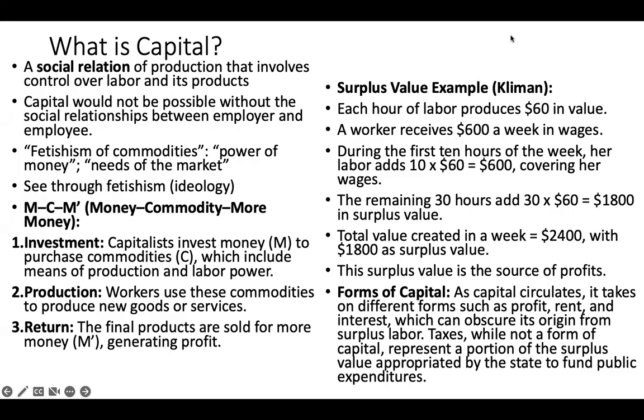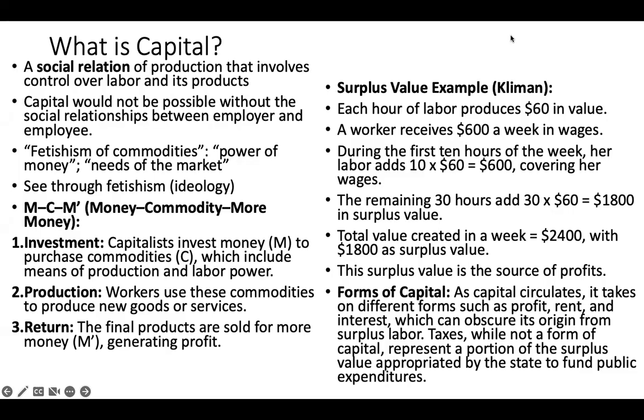Production basically refers to how commodities are produced. Obviously, circulation then refers to how these things are put on the market and then sold, and how the proceeds from those sales are then used to fuel further production. Again, a very simplified model of how this works is seen below here. M-C-M prime: money, commodity, more money, basically.